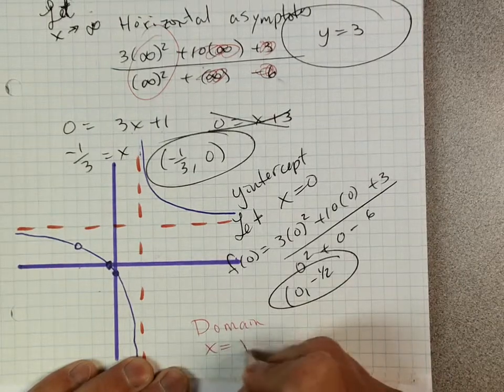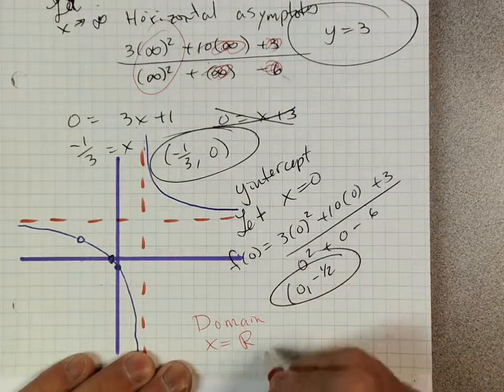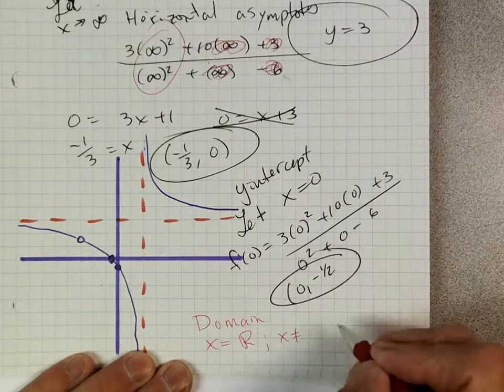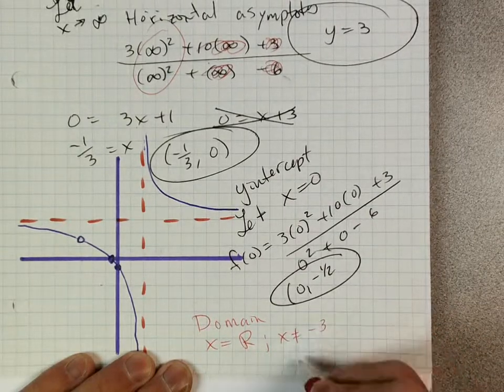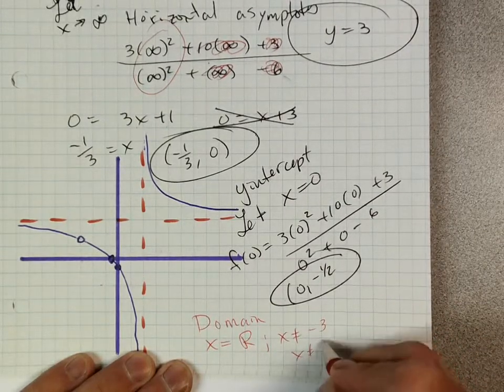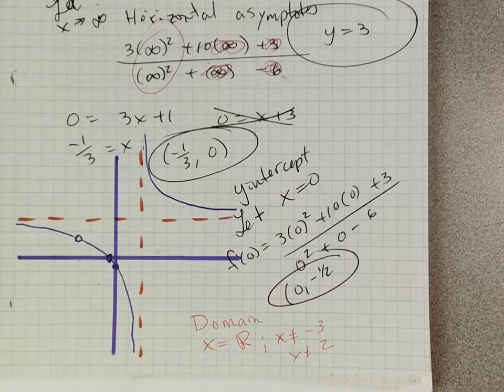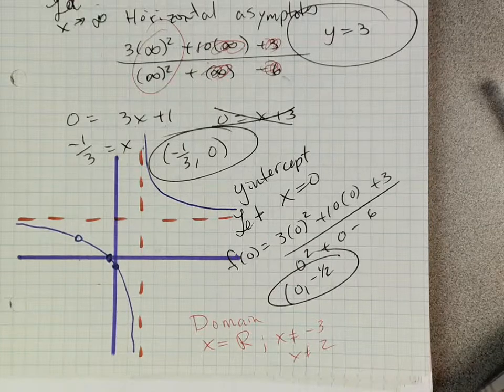X is going to equal all real numbers except two spots. X cannot equal negative 3 and x cannot equal 2. That's my domain. It's the two places that cause us to divide by 0. So x can be anything except for those two values. At negative 3 we have a hole, and at 2 we have an asymptote, okay?